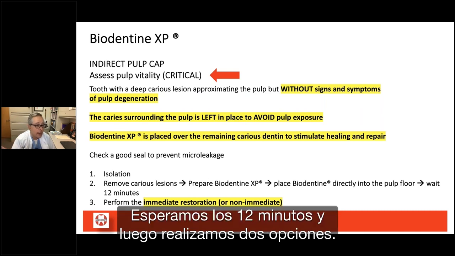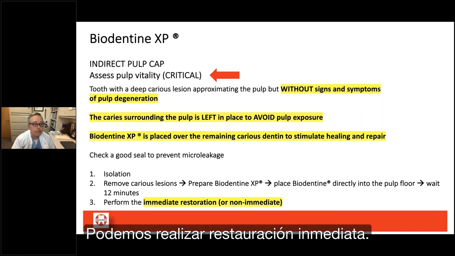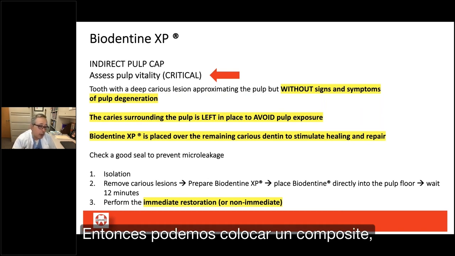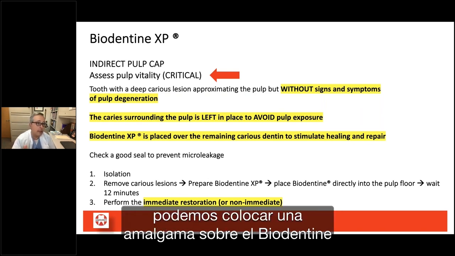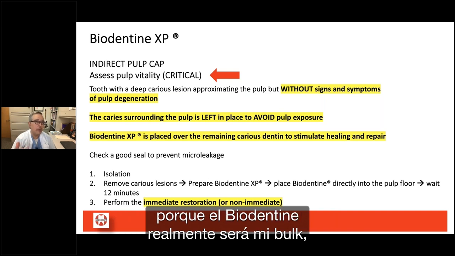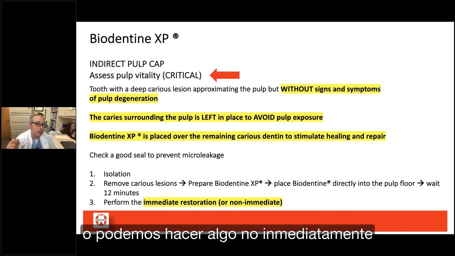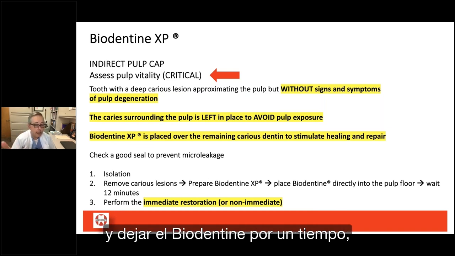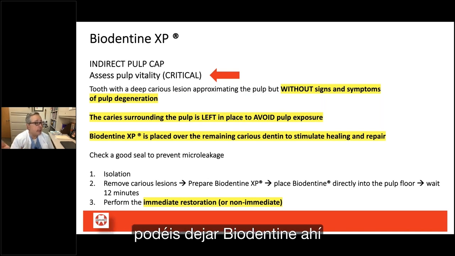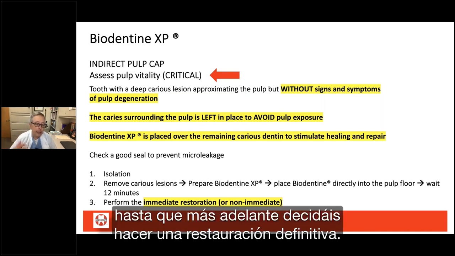We wait for the 12 minutes, and then we have two options. We can perform immediate restoration, so we can place a composite or an amalgam over the Biodentin, because the Biodentin will be my bulk, the material that fills that cavity. Or we can do it non-immediately, and just leave the Biodentin there until later on you decide to do a final restoration.